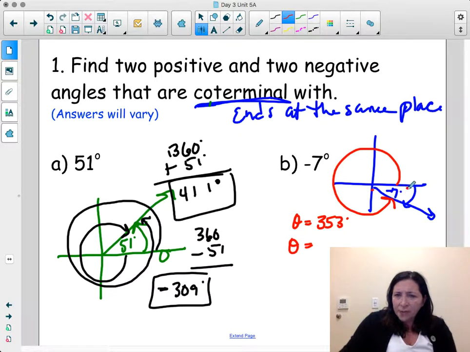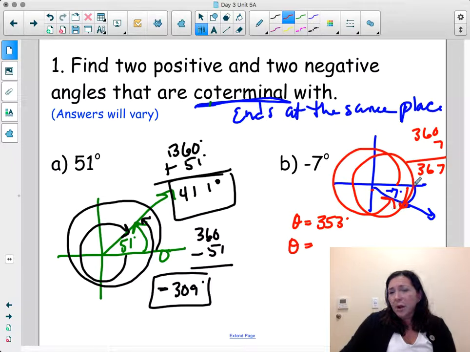I'd have to basically go all the way around once and then another 7. So you're going 360 plus another 7 is 367. But keep in mind, you are going in a negative direction. So that's a negative 367.